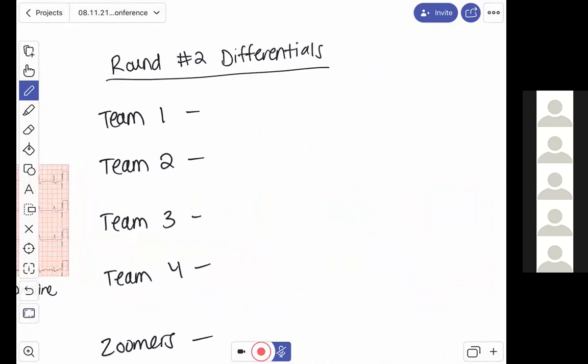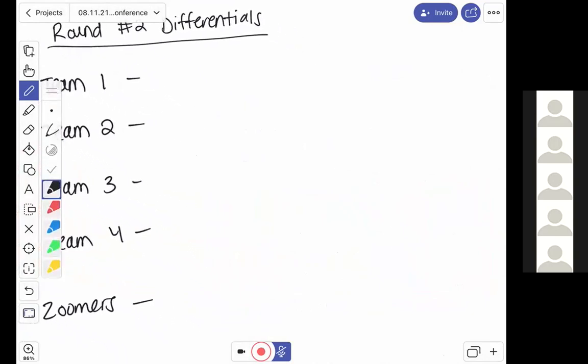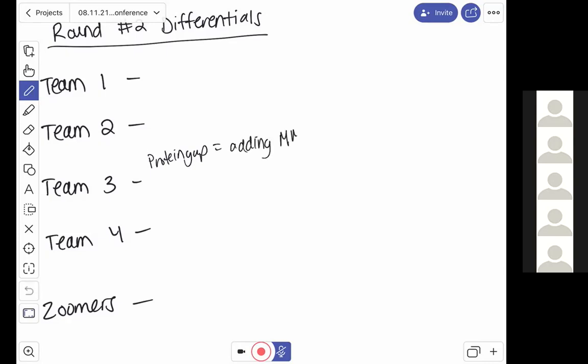So, I guess some of the things we first started talking about is that there's a large protein gap. So on our differential for that, we would consider sarcoid or any other infectious process.